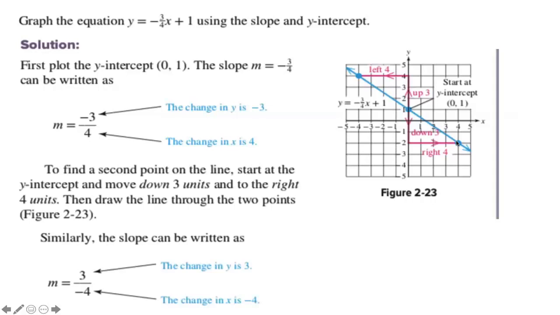We can also look at this another way. We can put the negative in the denominator instead of the numerator. If we look at the slope as 3 over negative 4, then the rise is 3 and the run is negative 4. So I go up 3 and I go left 4. Again, if I start here, if I go up 3 and I go left 4, I get another point. So by looking at the negatives in two different places, we can get two points on the line. If I connect the dots, then I get the graph of this line.